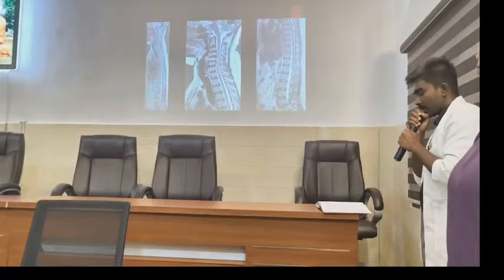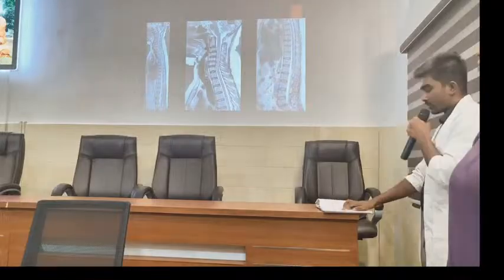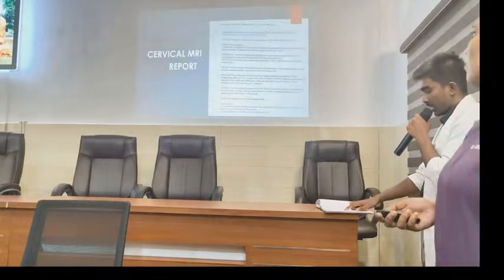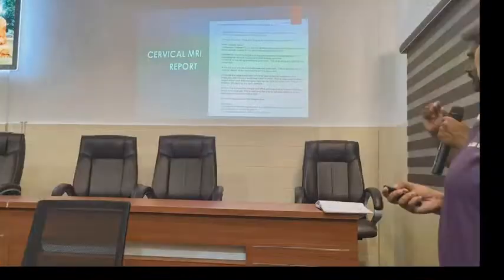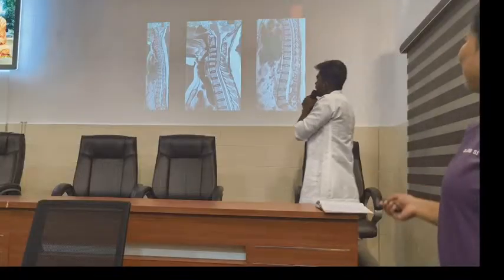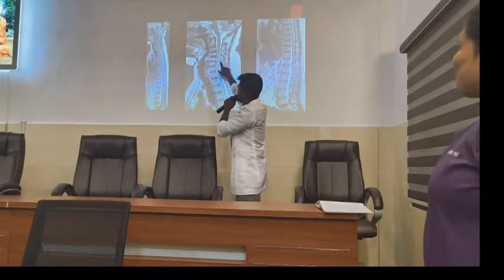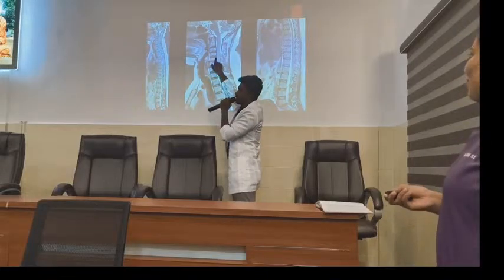Here there is an anterior surface. Here there is contact of the protrusion with the anterior surface of the spinal canal and the left C5 nerve root. This is the bulge, that is C4, C5.